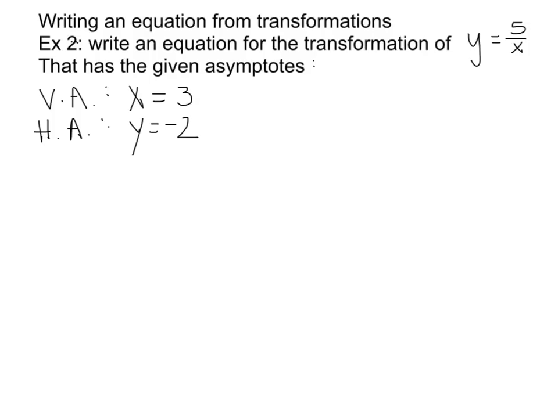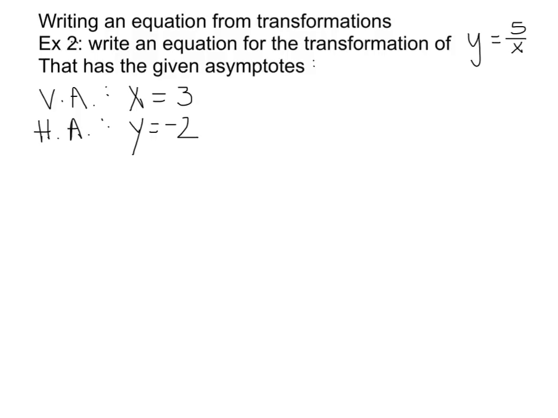The last thing we're going to look at today is writing an equation from the transformations. So I have to give you an equation, and then you either are given a graph to determine your asymptotes, or you are told what your asymptotes are. So it says, write an equation for the transformation of y equals 5 over x that has the given asymptote. So it has a vertical asymptote at x equals 3 and a horizontal asymptote at y equals -2.